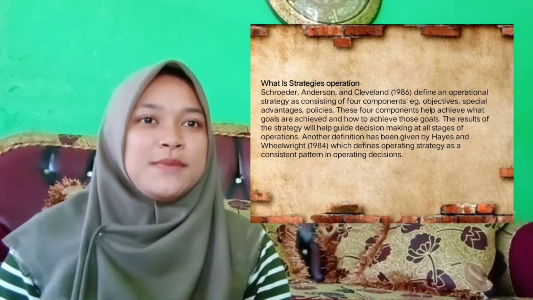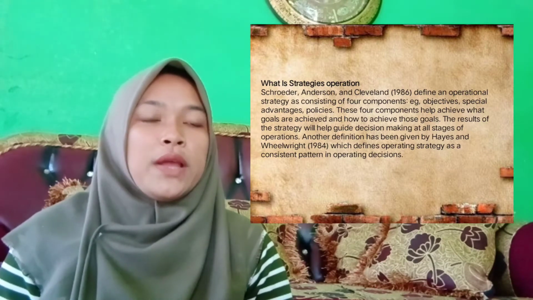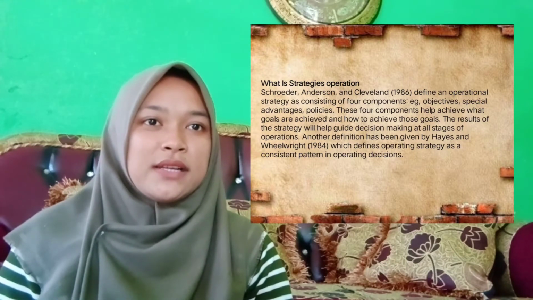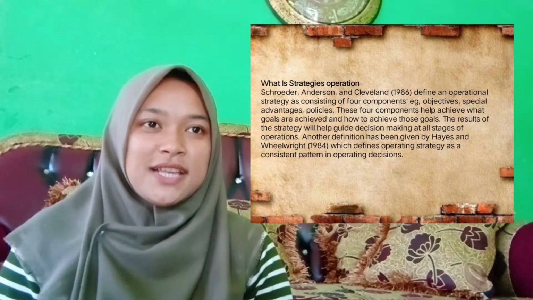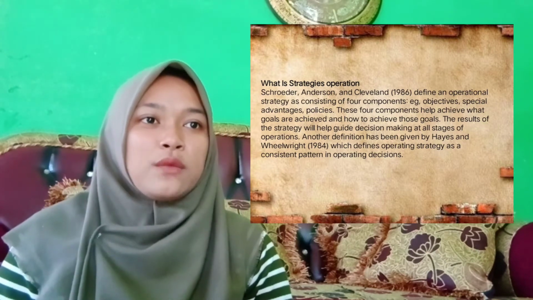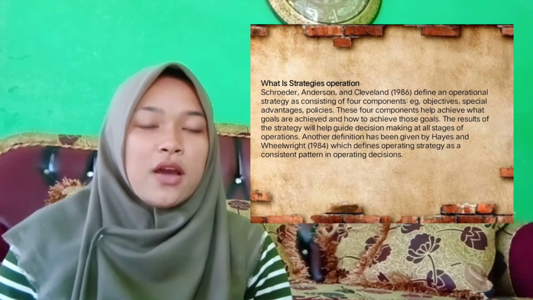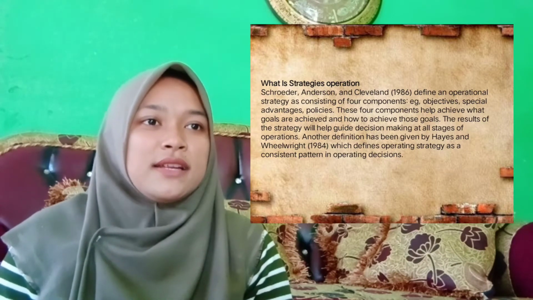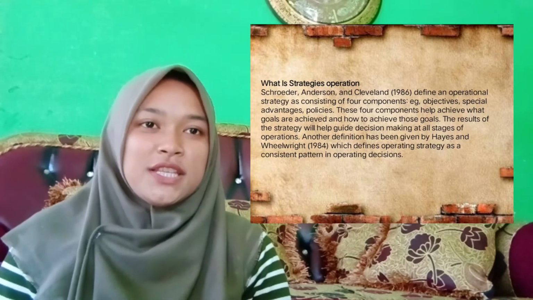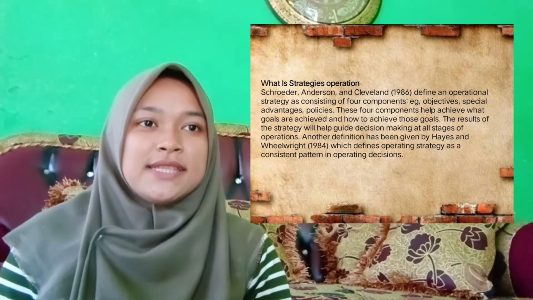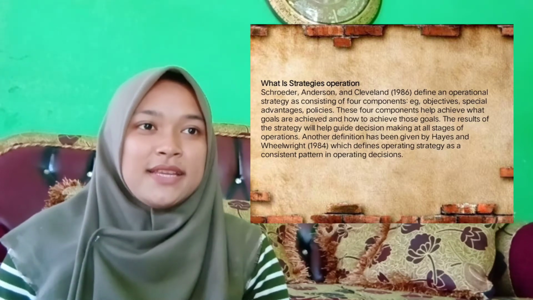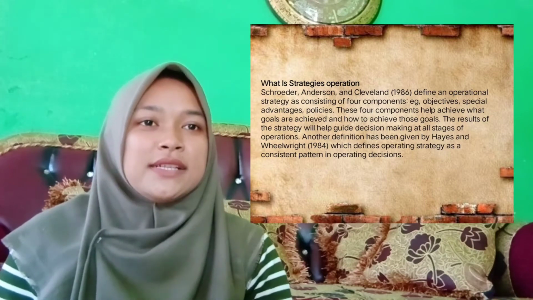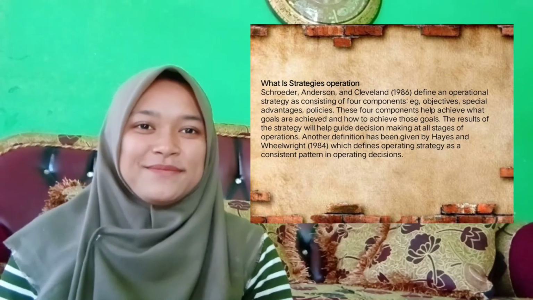Another definition has been given by Hayes and Wheelwright, which defines operating strategy as a consistent pattern in operating decisions. Hayes and Wheelwright emphasize the result of a consistent policy strategy in decision making. Schroeder also emphasized operating strategy as a decision that precedes decision making, but it must be ensured that the result is a consistent pattern of decision making.